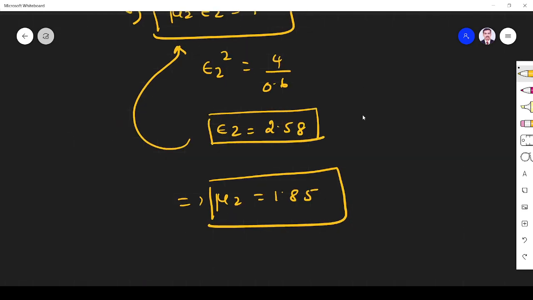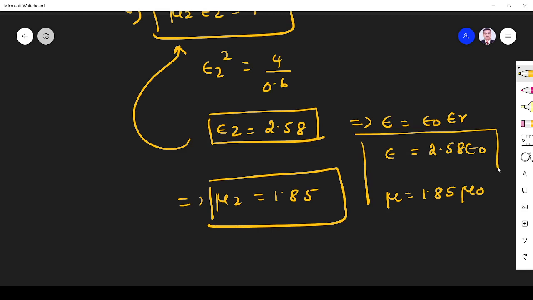What we need is epsilon in medium 2. Epsilon is equal to epsilon naught epsilon r, so epsilon is equal to 2.58 epsilon naught. This is epsilon r, the relative permittivity. Similarly, mu is equal to 1.85 mu naught. So this is the answer. What we found is relative permittivity and relative permeability. We don't know the nature of the medium, so we simply put epsilon naught and mu naught.